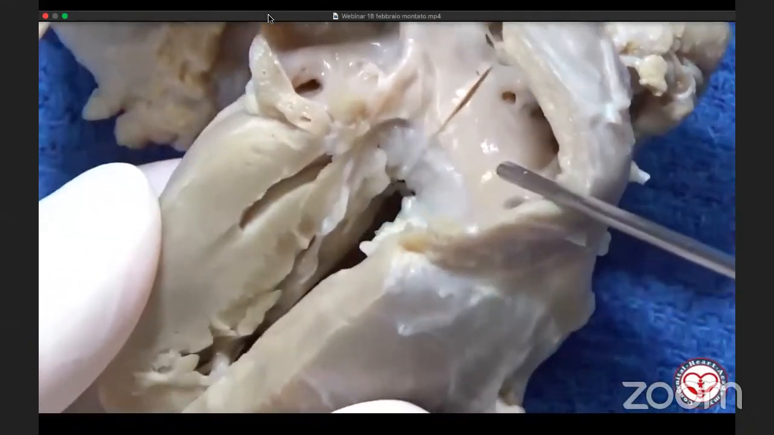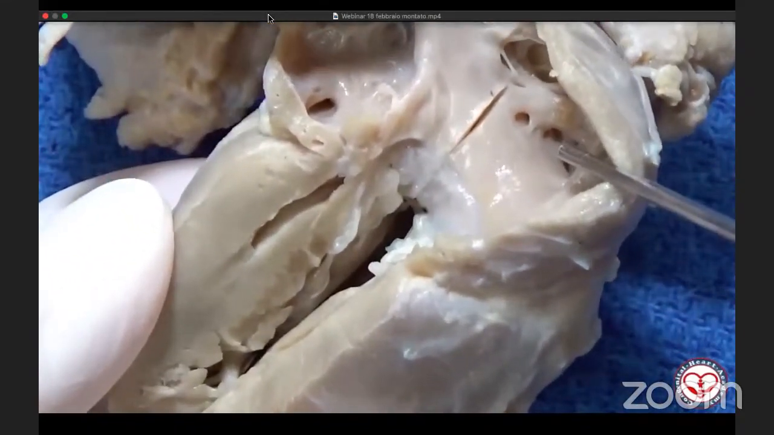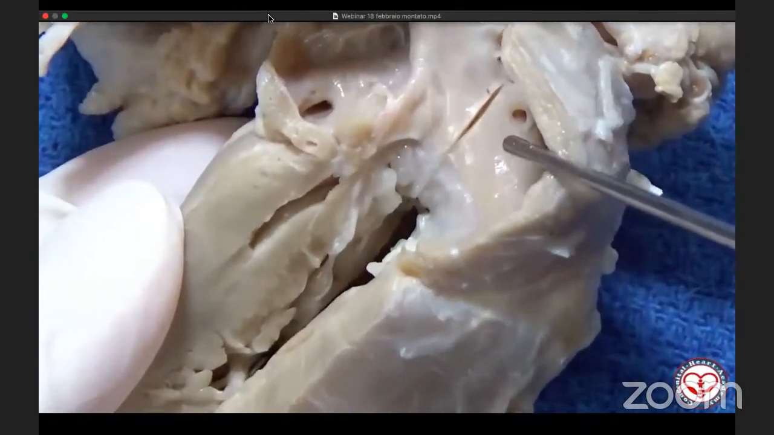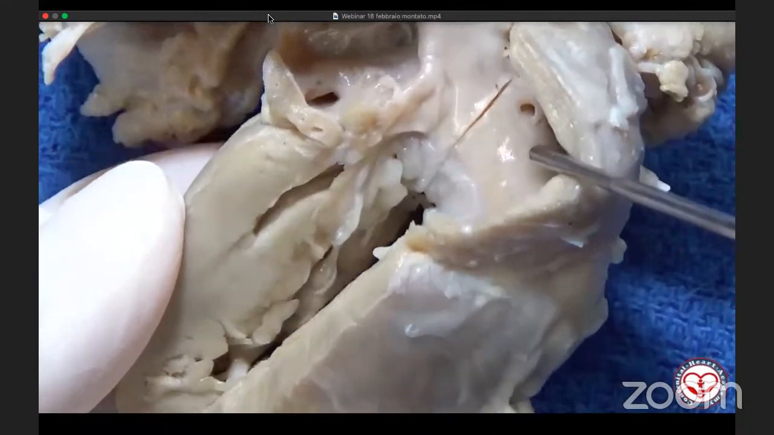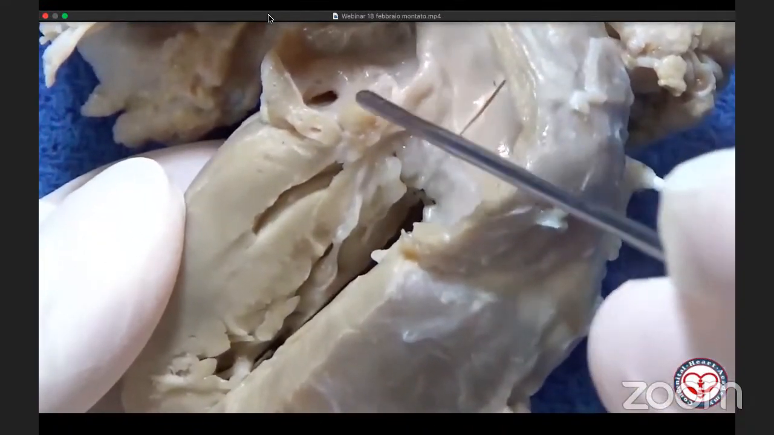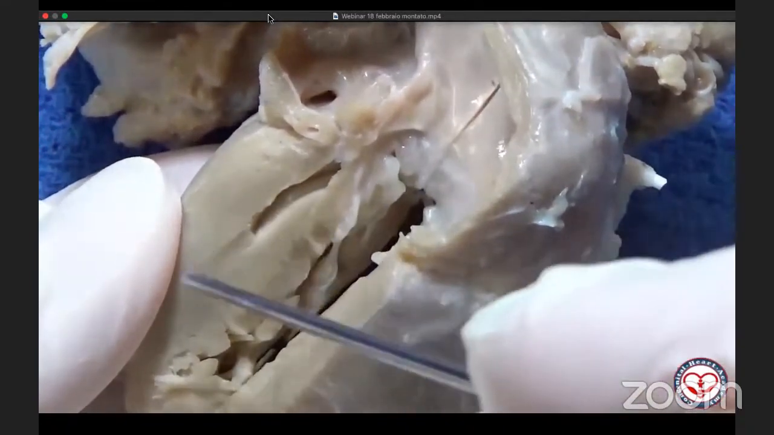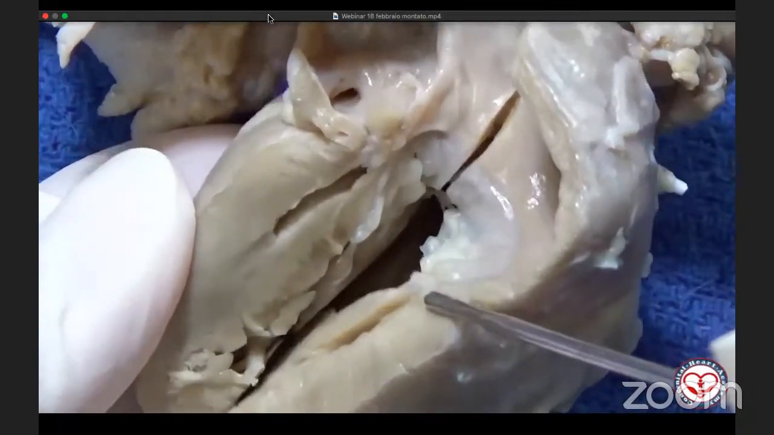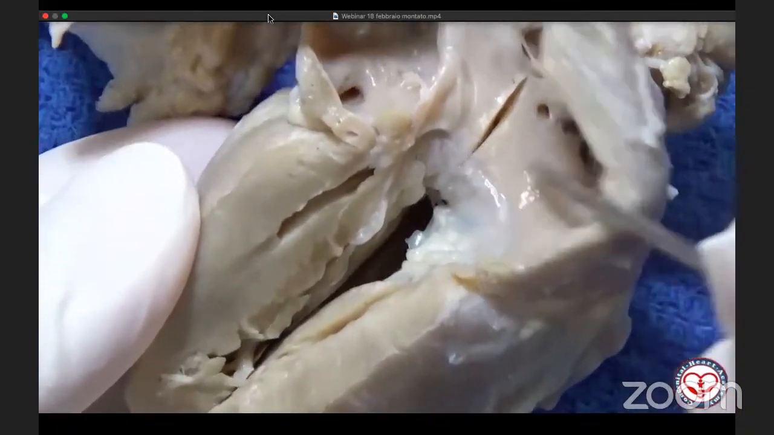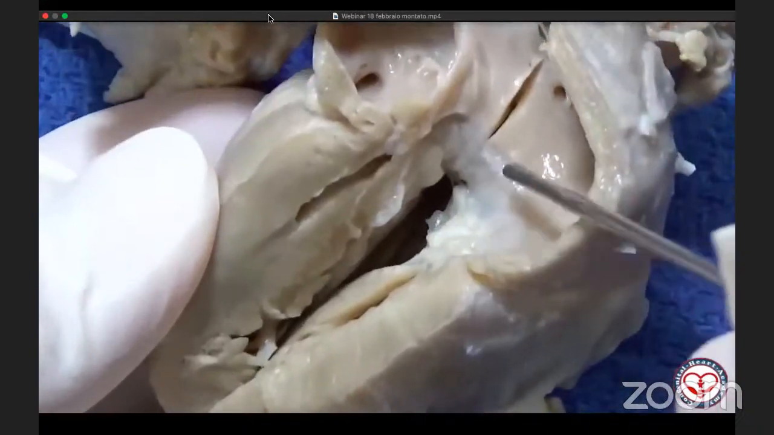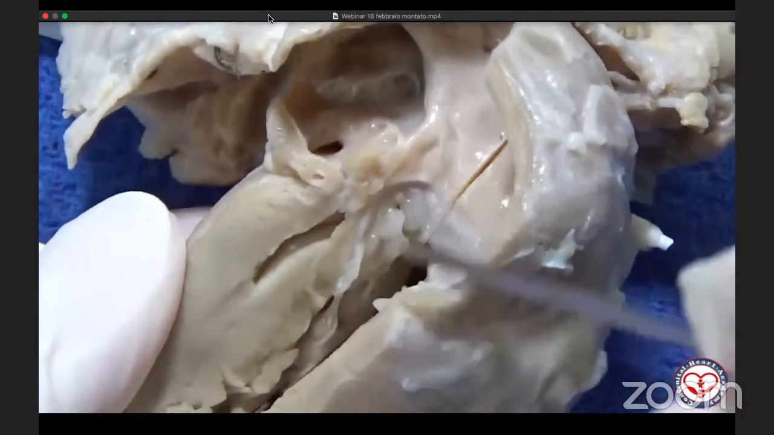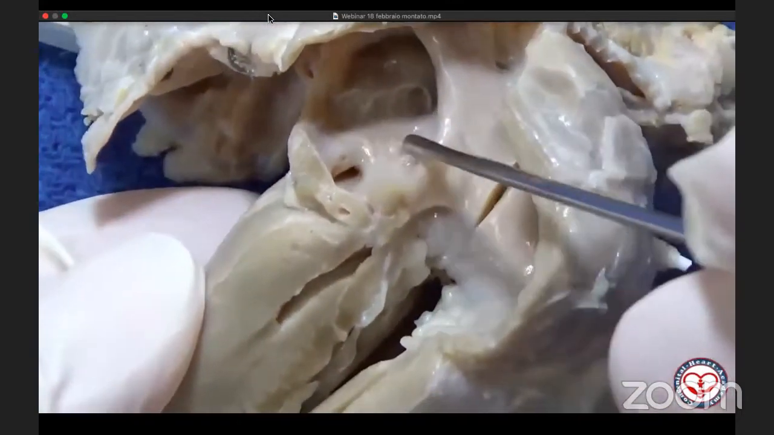Here we're looking at a specimen from posterior to anterior, so from the spine towards the sternum, and it has hypoplastic left heart syndrome. The left ventricle has been cut in sort of a four-chamber plane, and the right ventricle has been left more intact. So here we can see the right atrium connected to the right ventricle with a tricuspid valve in its inlet. And here is our small left atrium.